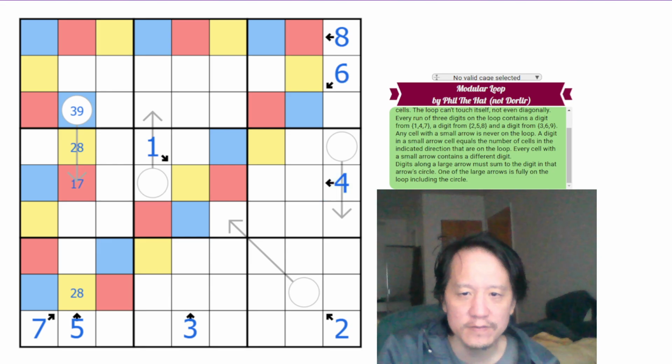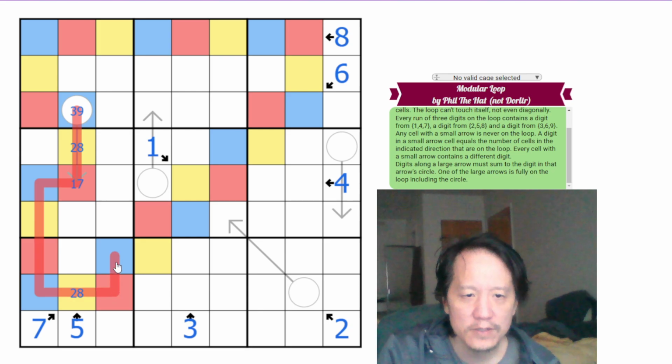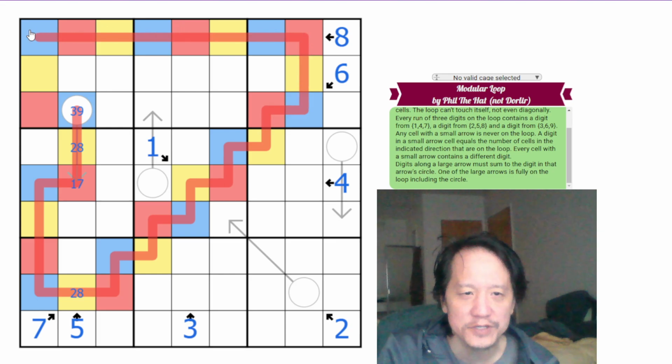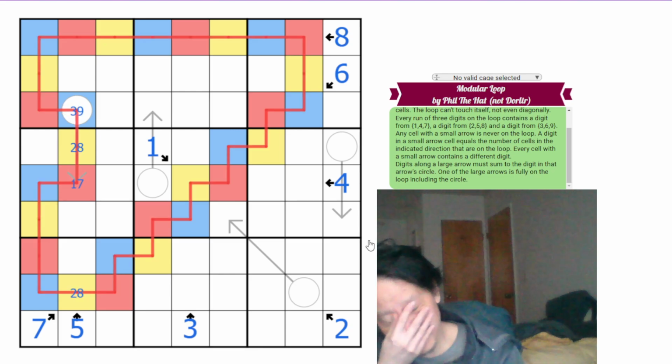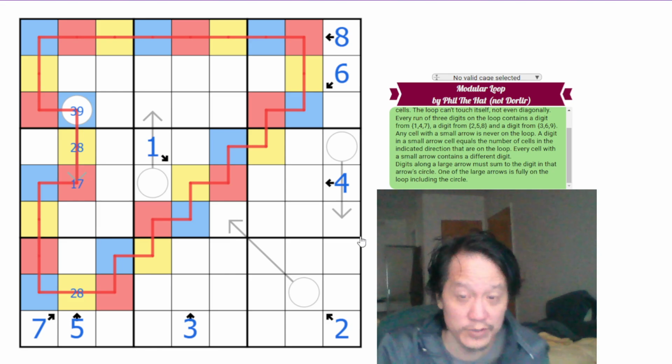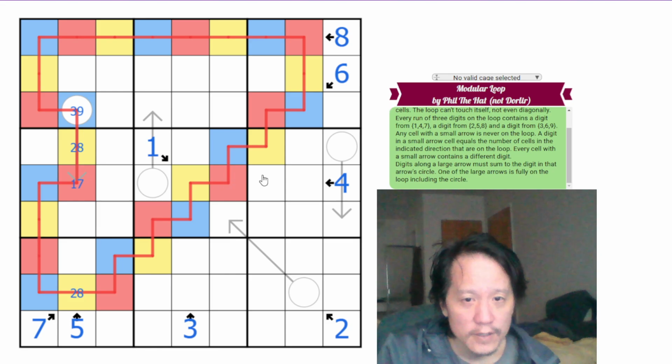Actually, let's just do the loop now. So the loop is, we want it center only. So the loop is here, right? So we know for certain now this is the loop because we went through all the scenarios where it couldn't work. And this one does actually work as a loop. So then this is red.